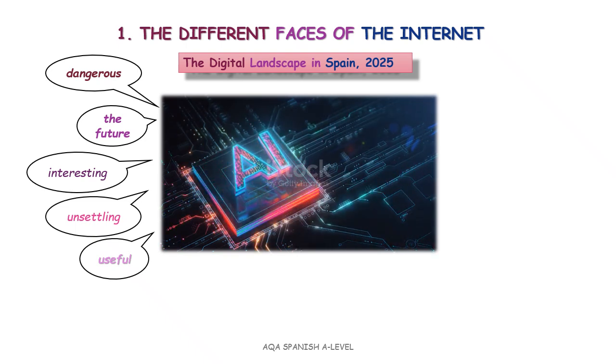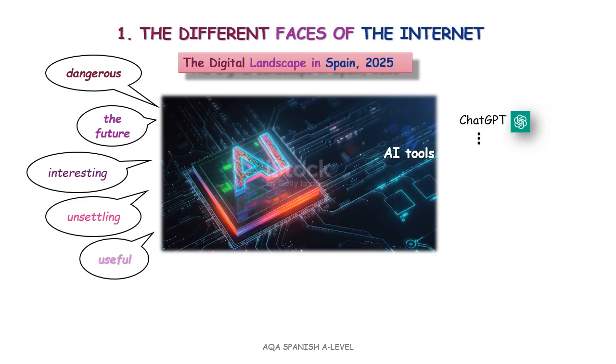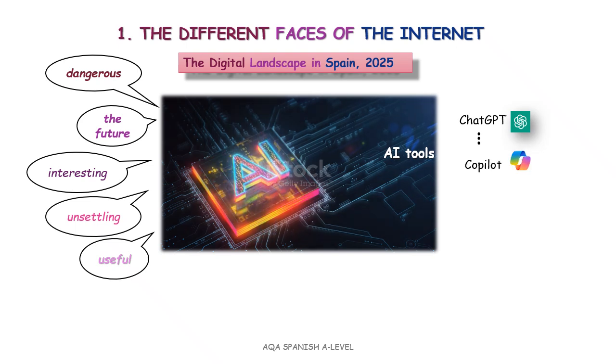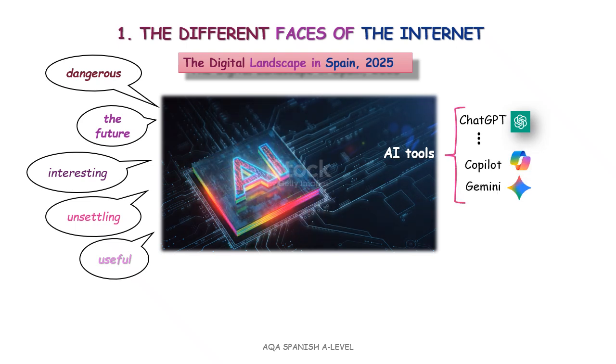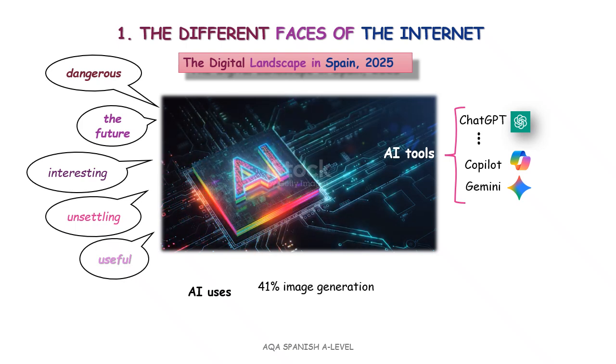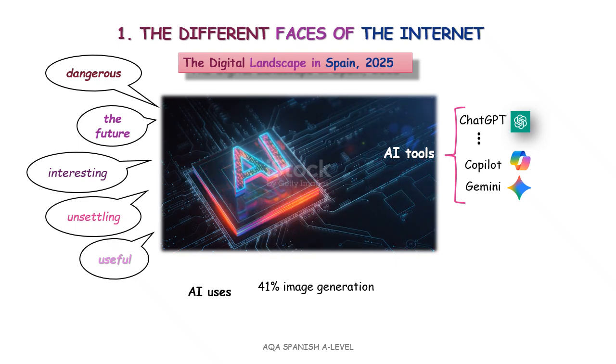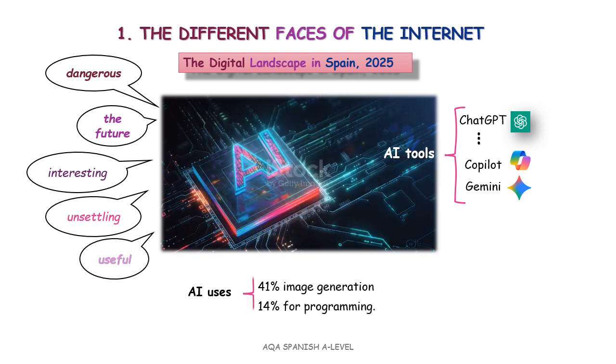So, which AI tools are most used? ChatGPT leads by far, with almost 78% of users. Then come Copilot and Gemini. Around 41% use AI for image generation and 14% for programming. We'll see what the future holds.